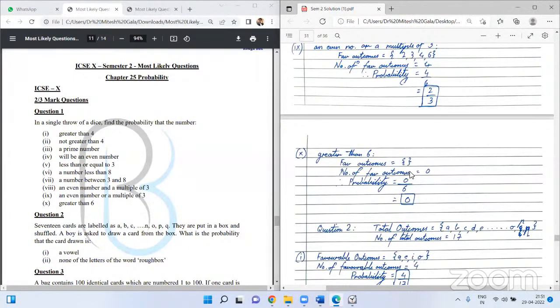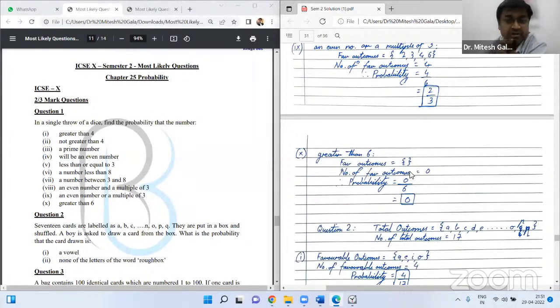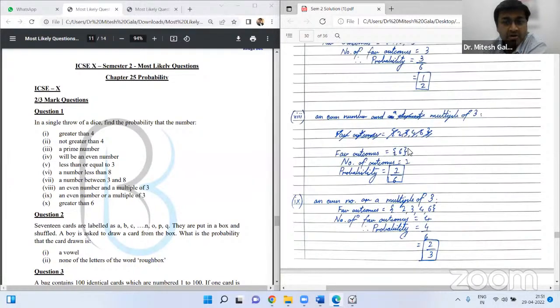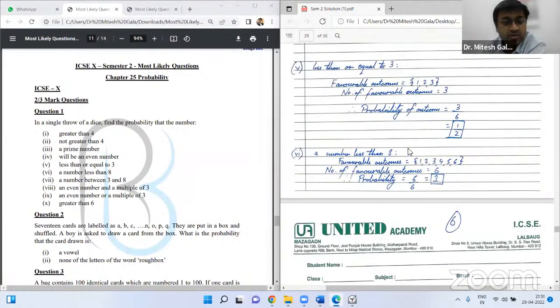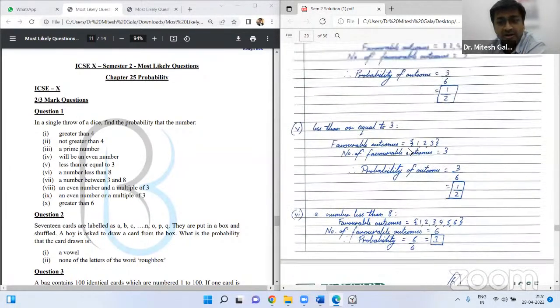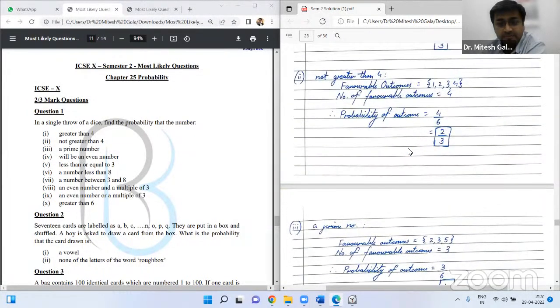Anybody got all correct? So the answer for the second one should be 1 upon 2, right? Not greater than 4 you're talking about. Yes, sir. Not greater than 4 should be 4 upon 6, 2 by 3. Not greater than 4 means 4, 5 and 6. So no, not greater than 4. Less than 4. That is 1, 2, 3, 4.